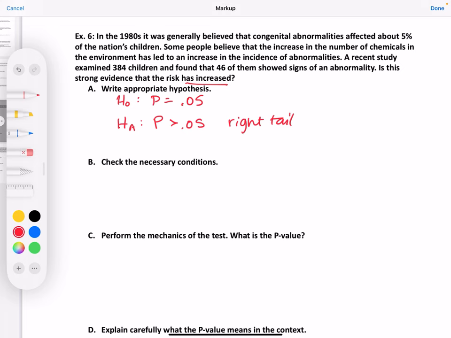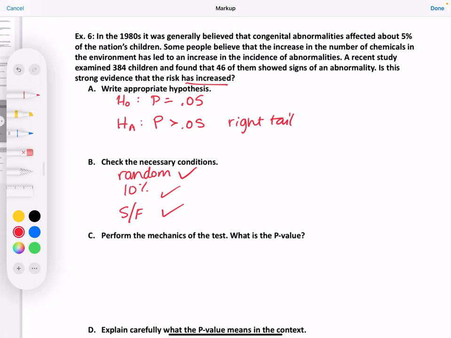Conditions: random. 10%, certainly less than 10% of all. And then success/failure, that's definitely going to be greater than 10, so we're good.